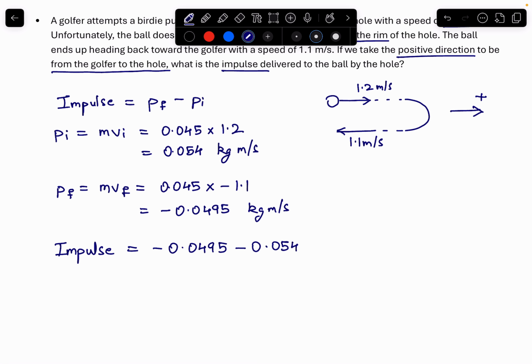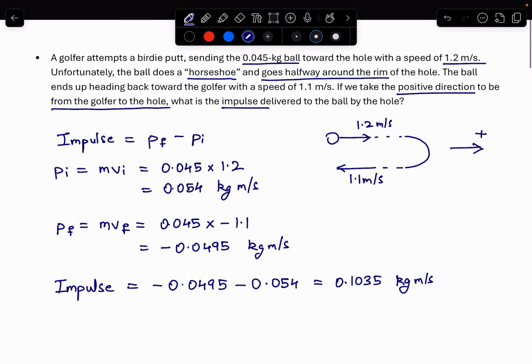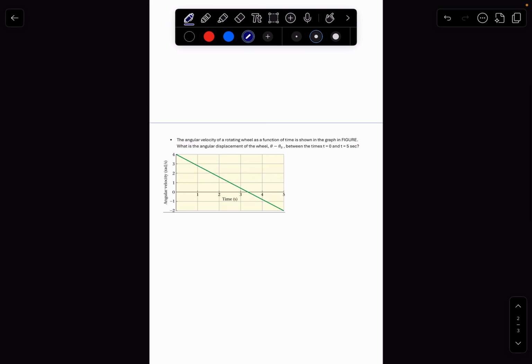So the value is negative 0.1035 kg meters per second. Looking at the number of significant figures, there's 2 here, there's 2 here, and there's 2 here. So we should have 2 significant figures in our final answer. And that is the impulse. Moving on to the next question.